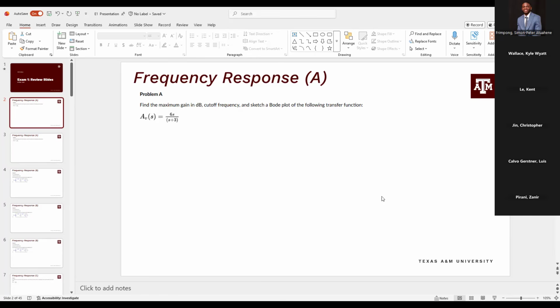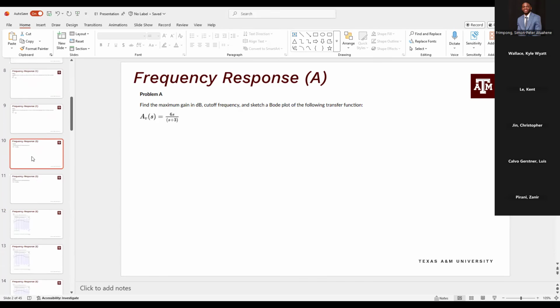Before I get things started, in chat, if you could just type in which problems you want me to go over, say whether it's the frequency response or the op amp problem set, and then which question it is. I think I have all the questions in this presentation. So if you want to start with a particular problem, maybe one of the harder ones, that's fine with me.